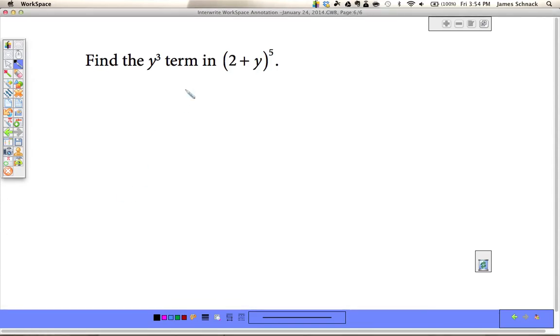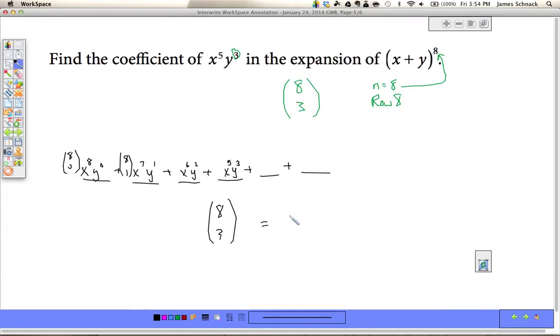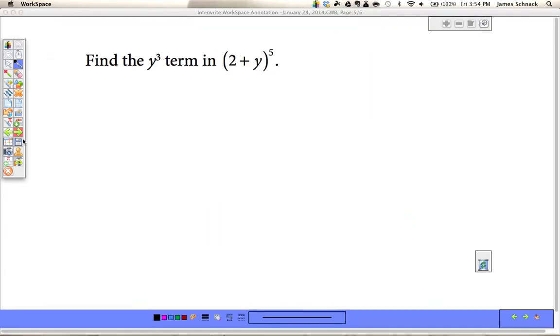Second example, find the y cubed term. Notice this one doesn't ask for a coefficient, it asks for the entire term. So I'm going to give an answer that's more than just 56 like here. I'm going to actually give the term involving the y. So I'm going to think about my expansion. I really like to put some blanks on my paper like this. This first term is going to have 2 to the 5th, y to the 0. Then 2 to the 4th, y to the 1st.